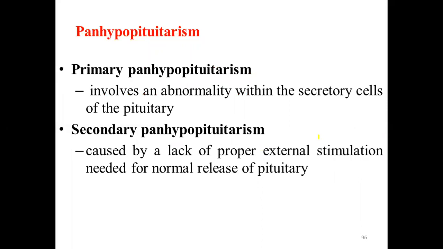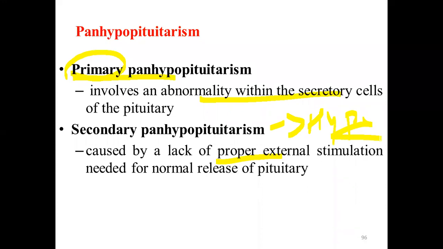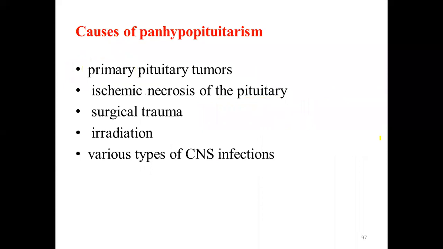Then in the case of primary pan-hypopituitarism, remember the word primary refers to a problem from the gland itself. So if there is a problem within the secretory cells of the pituitary gland, we call it primary pan-hypopituitarism. If it is secondary, it is usually due to lack of proper external stimulation needed for the release of pituitary hormones. That means it could be from the hypothalamus. So that is when we are going to say secondary. Then what are the major causes of pan-hypopituitarism?